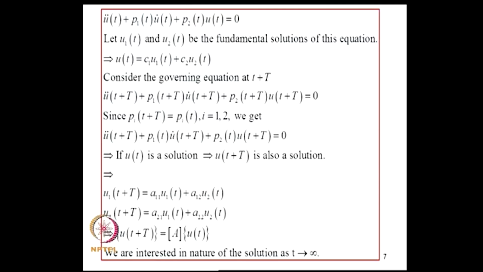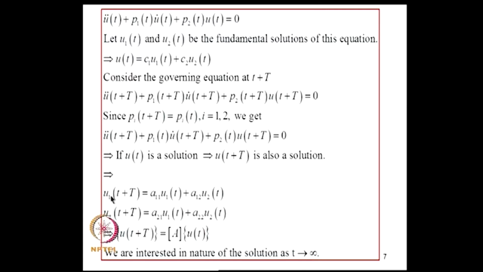Now, we will consider the governing equation at t equal to t plus capital T. So, if I write this, it will be u double dot of t plus T, p1 of t plus T, and so on, equal to 0. Now, since the coefficients are periodic with period capital T, I can write p1 of t plus T and p2 of t plus T as p1 of t and p2 of t. So, what this means is, if u of t is a solution, then u of t plus T also is a solution to the governing equation, because if u of t satisfies this equation, u of t plus T also satisfies this equation.